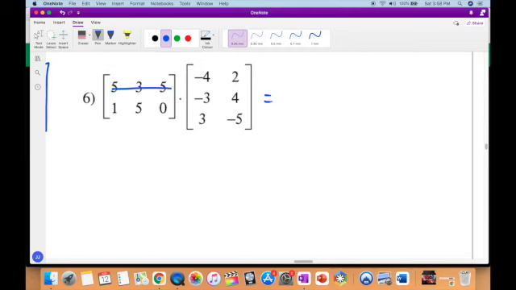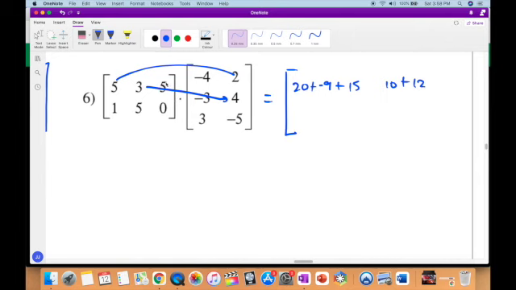Alright, so I'll take this first row and multiply it by this first column. Right? So 5 4s are 20. Right? And I'm going to add that to 3 3s and negative 9. And I'm going to add that again to 5 3s are positive 50. Now I'll do 5 times 2, that gives us 10. I'm going to add that to 4 times 3, 4 3s are 12. I'm going to add that to 5 5s are negative 25.